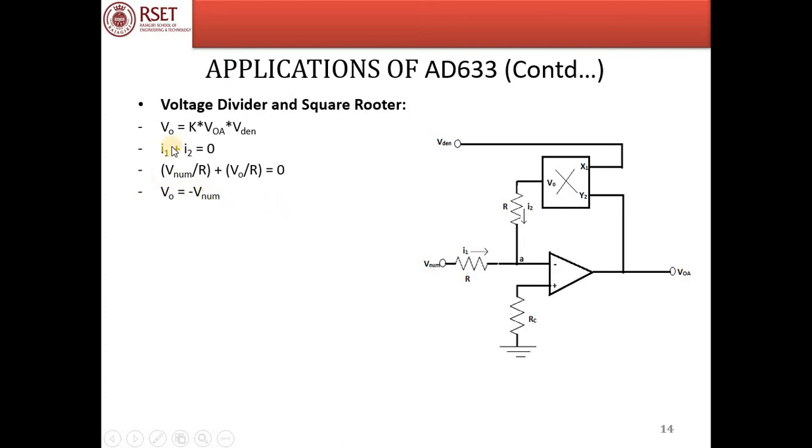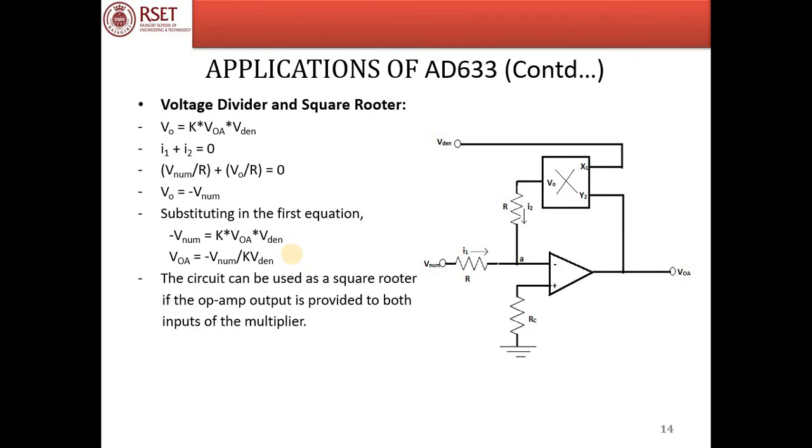Now we substitute this value in the first equation. We get minus V numerator equal to K into VOA into V denominator. So now what will we get? VOA, that is the output of the op-amp, is equal to minus V numerator by K V denominator. That is, if we take the output of the circuit from this point, it can be used as a voltage divider, V numerator by V denominator, scaled by 1 by K.